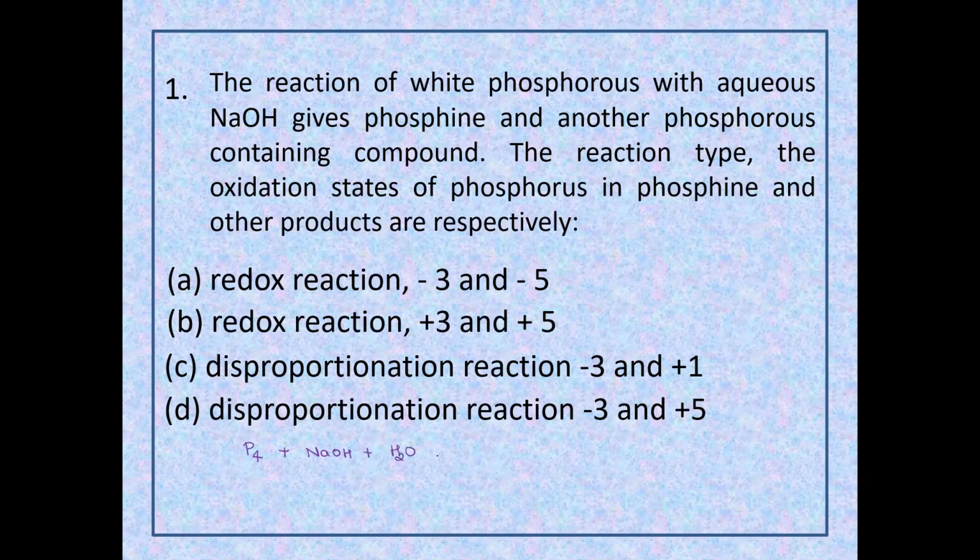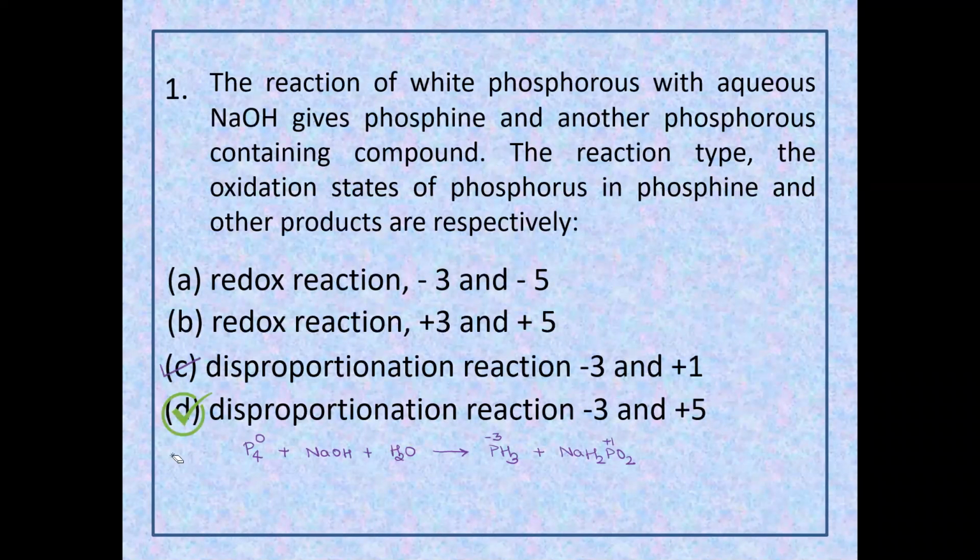So this reaction of phosphorus with alkali is a disproportionation reaction, where phosphorus with alkali gives phosphine and NaH2PO2, sodium hypophosphite. Here the zero oxidation state is reduced to -3 and oxidized to +1. So it's a disproportionation reaction with the oxidation state of phosphine as -3 and the other phosphorus containing compound as +1. Sorry, the answer will be C, not D.